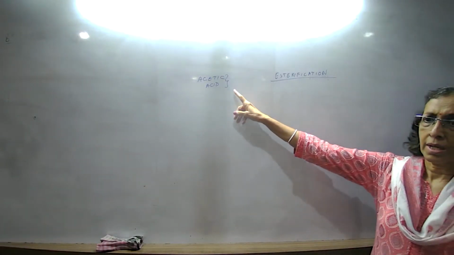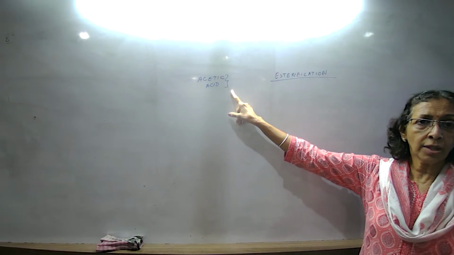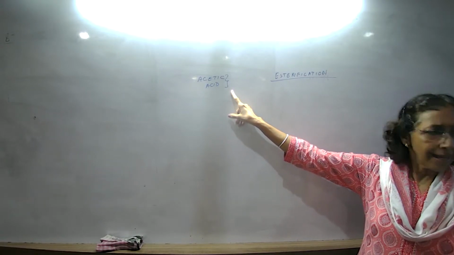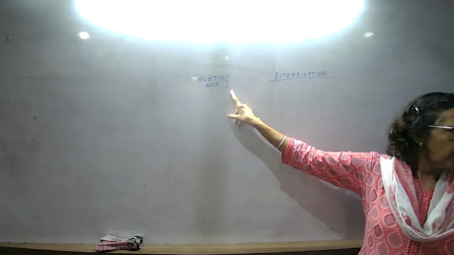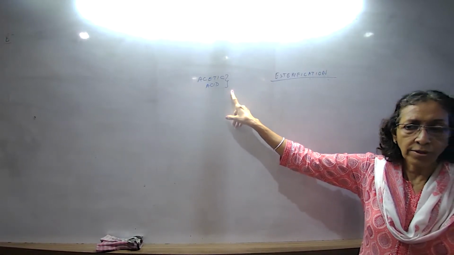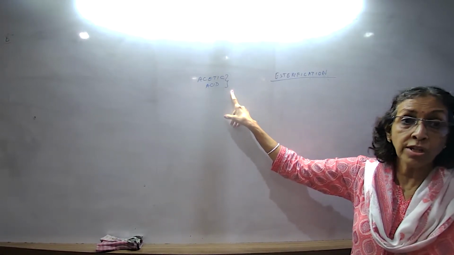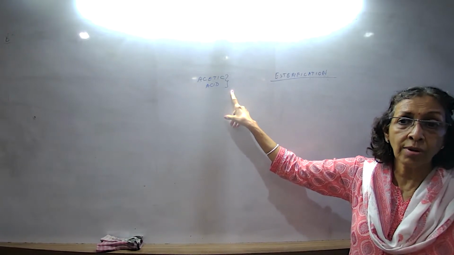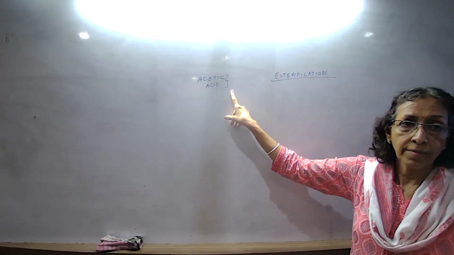You can check your books, it is there in your book. So we're talking about ethanoic acid. Ethanoic acid is nothing but acetic acid. And we have also spoken about the physical properties. We have also seen why it is called glacial acetic acid. See whether you have that in your textbook.